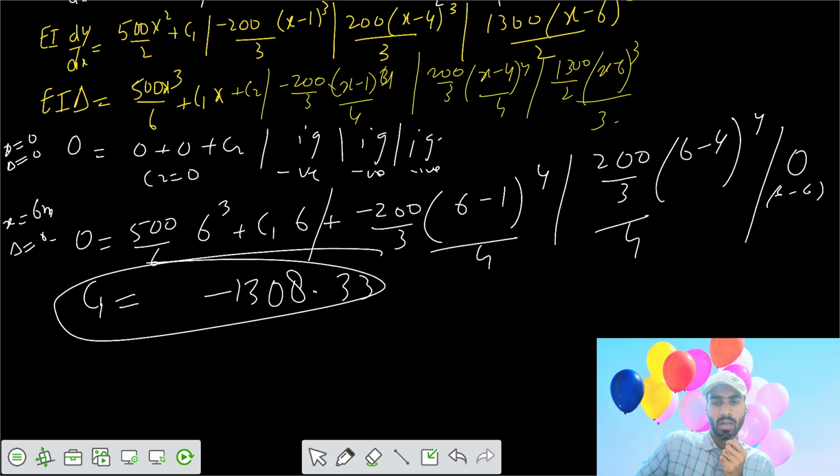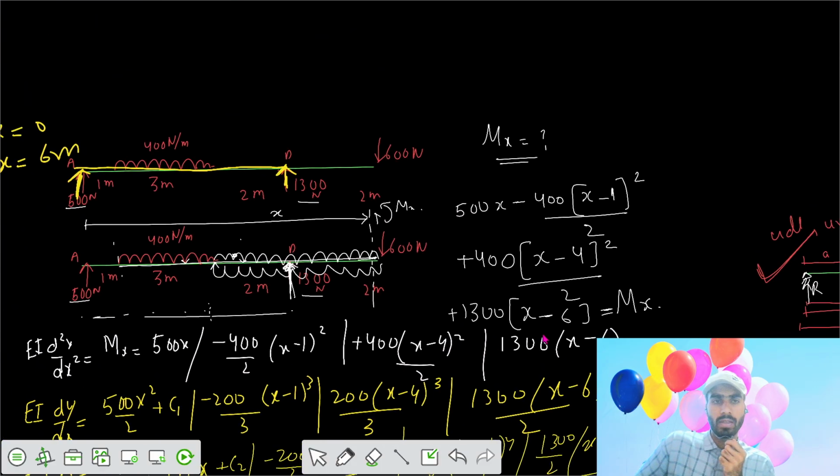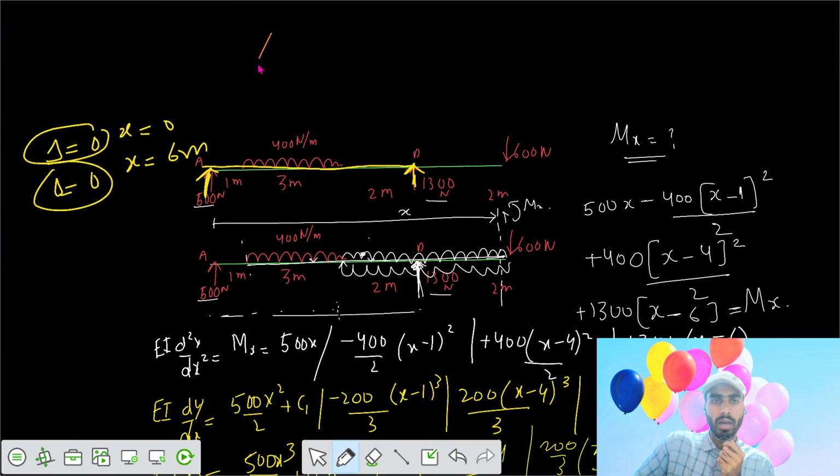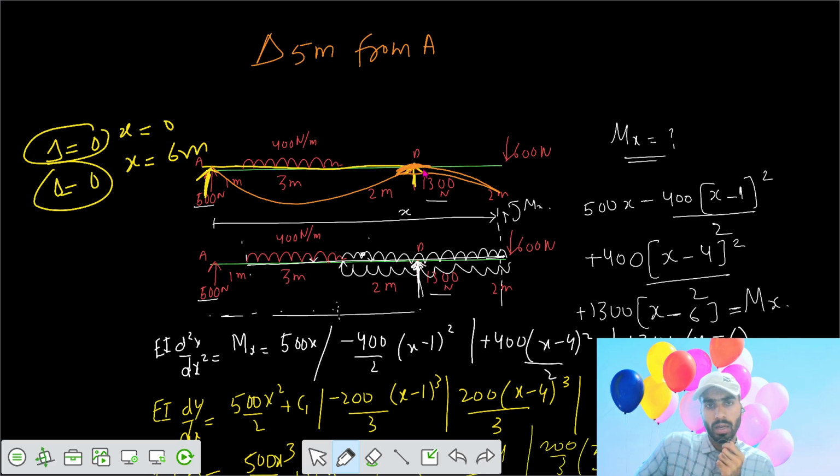Then we have to get the value of delta at 5 meter from A, as the question was saying. The deflection would be somewhat like this. Then after that, to make the slope continuous, deflection would be somewhat this way. But the loading is also there now. So let's say it would deflect downwards. Yeah, this would be a possibility of that deflection curve.